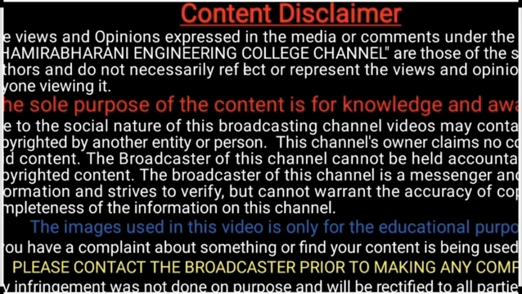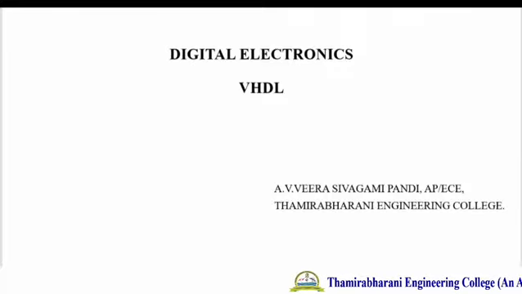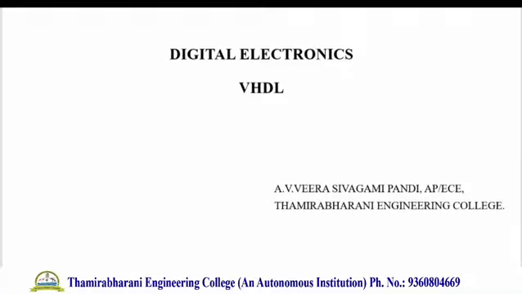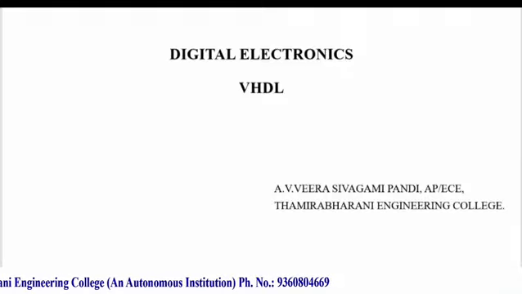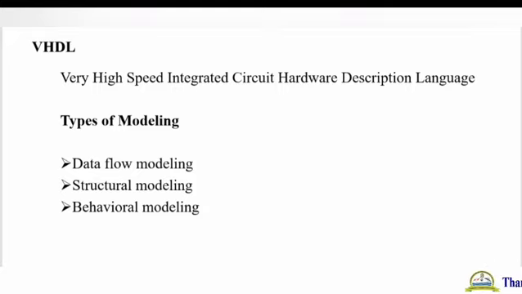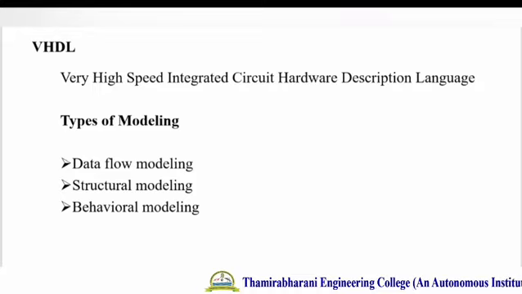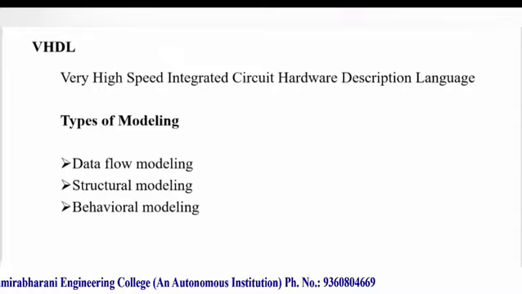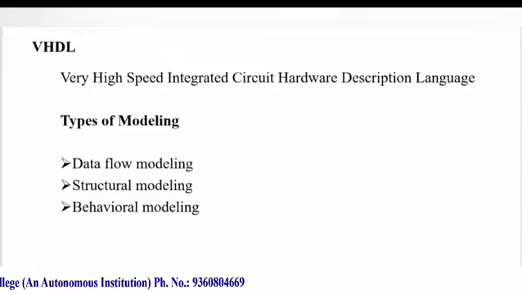So what is meant by HDL? The abbreviation of HDL is hardware description language, and what is VHDL? It is very high speed integrated circuit hardware description language. So it is HDL and VHDL. Next, what are the types of modeling in VHDL? Data flow modeling, behavioral modeling and structural modeling. We will see data flow modeling here.